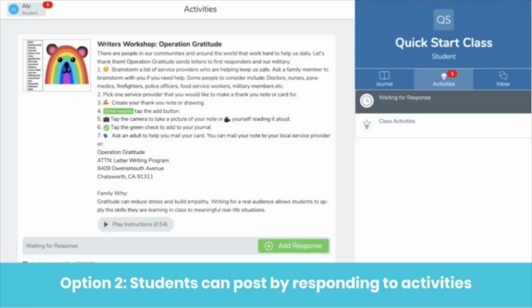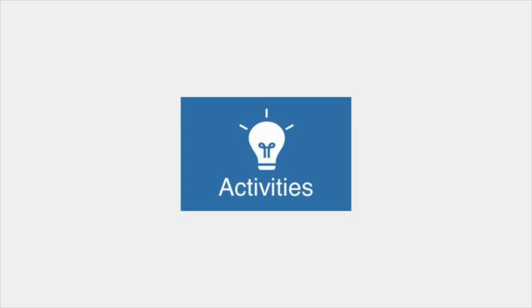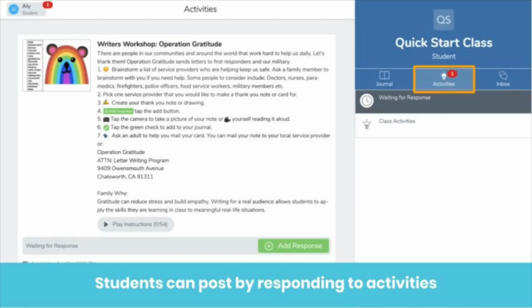The second way students can add to their journal is by responding to an activity. When you assign an activity to students, we'll cover that in just a minute, it'll appear in the Activities tab. The Activities tab looks like this. You can find it here.